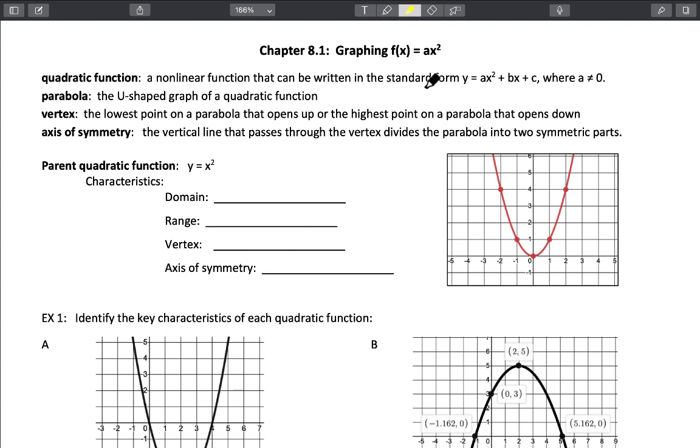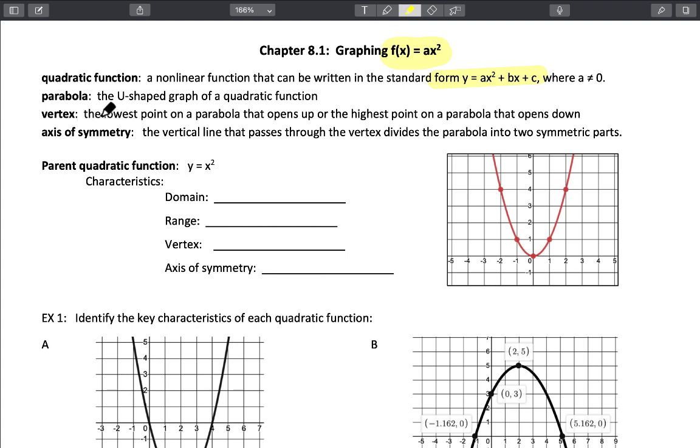So first of all, a quadratic function takes on the standard form of y equals ax squared plus bx plus c, just like what we wrote up above. However, today our only goal is to look at that first term, known as the quadratic term, and what a does to the graph of that quadratic.